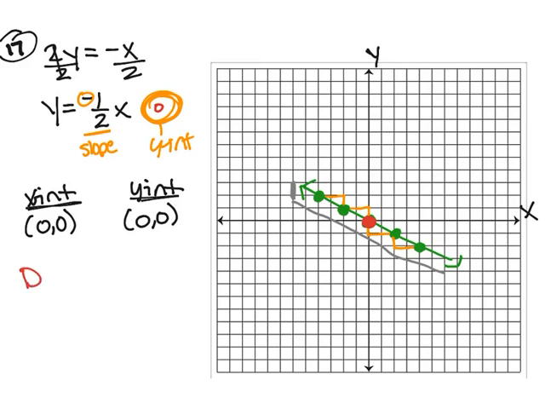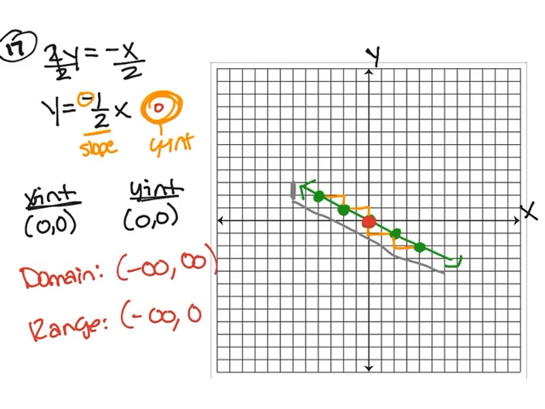And that domain and range would be negative infinity to positive infinity for both of them. Because you're on the left side just as well as the right side for the domain. You're on the top just as well as the bottom for the range.